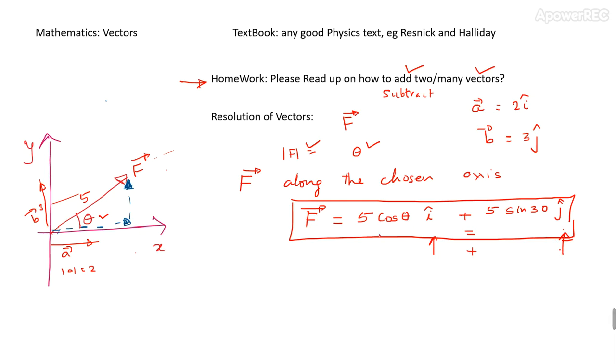Now why is this true? So let's say this blue line here that I have drawn from here to here, the length is 5 cos theta. You will readily agree with this. It's simple trigonometry.